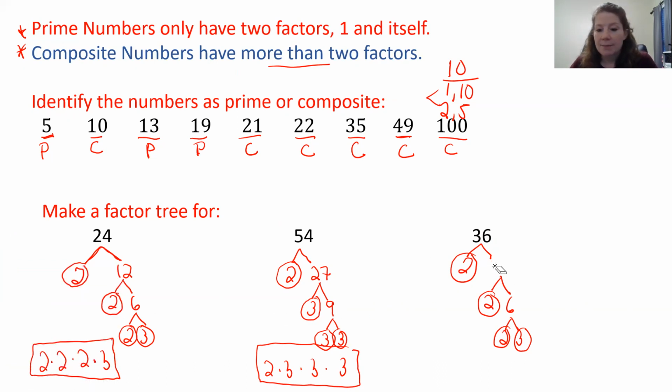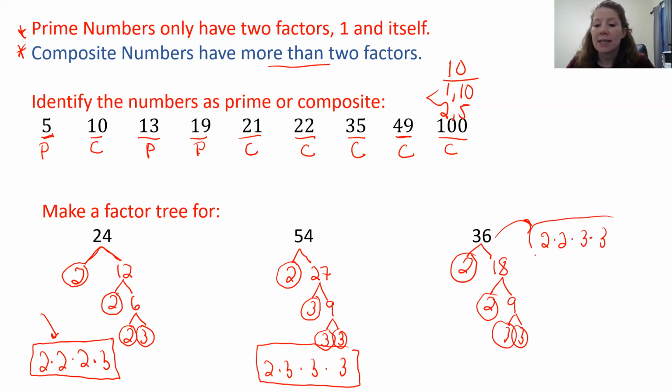Let me go back. I messed up. 2 times what is 36? It's not 12. It's 18. I knew I did something wrong because I was getting the same answer here as this one, and that can't be right, can it? So 2 times 18 is 36. All right, so now I know 18 can be divided by 2, 2 times 9, and then 9 is 3 and 3. So what's the prime factorization of 36? 2 times 2 times 3 times 3. So if I multiply 4 times 9 together, I know that's 36. So I know that answer is correct.